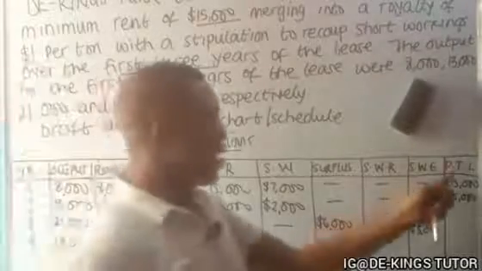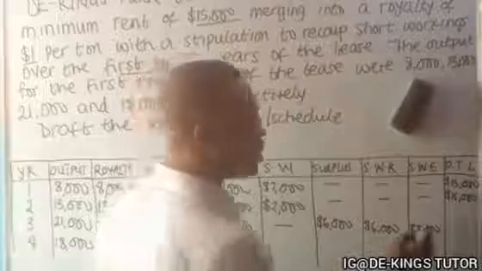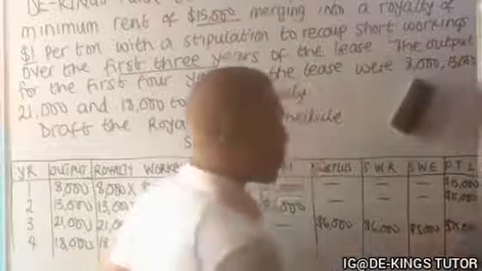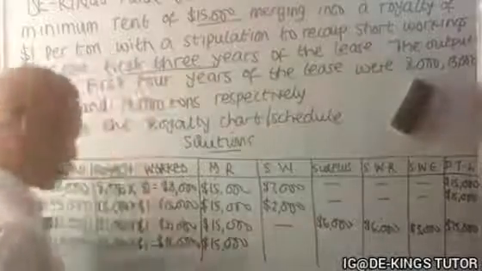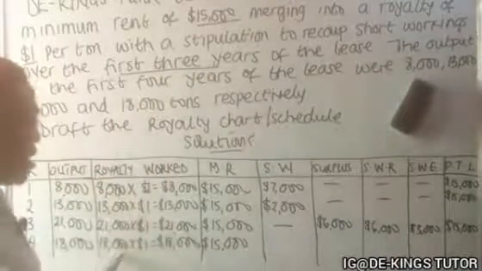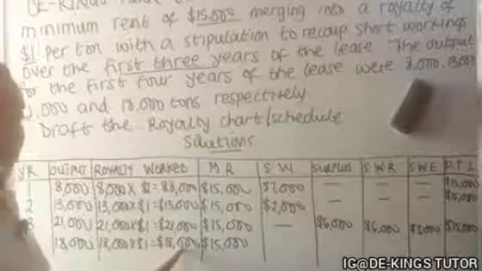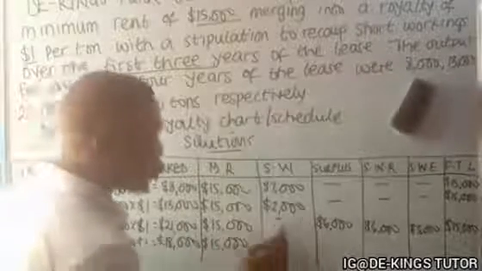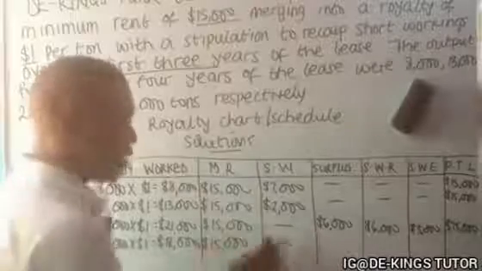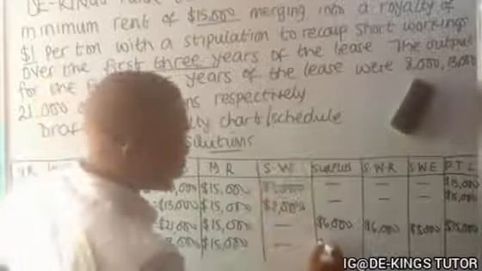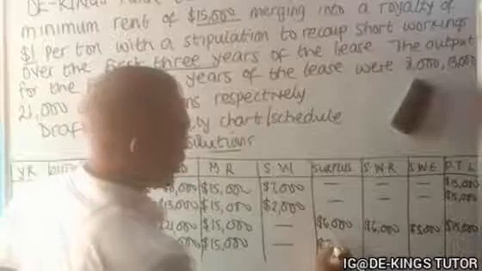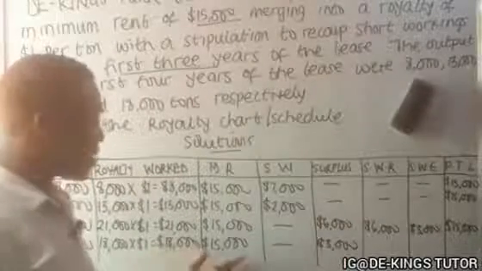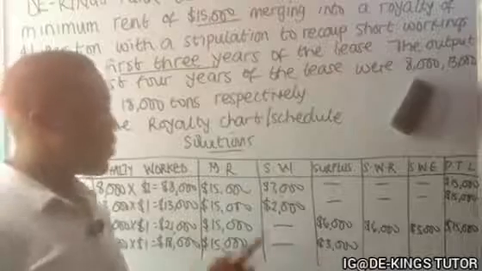So they are paying to the landlord nothing less than the minimum rent, which is 15,000, since they have other years. So the other one now, 18,000, that was realized, and the minimum rent is 15,000. There was no what? Short workings. Okay, now the surplus is what? $3,000, because the actual reality exceeded the minimum rent. So they had surplus of this.